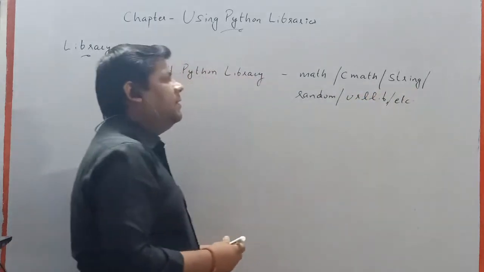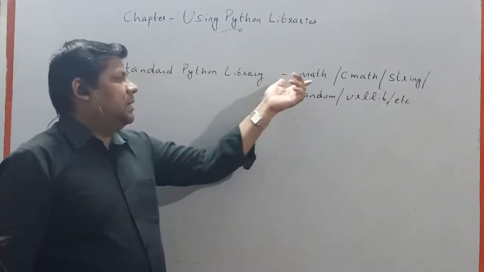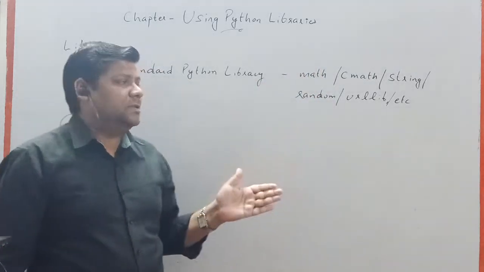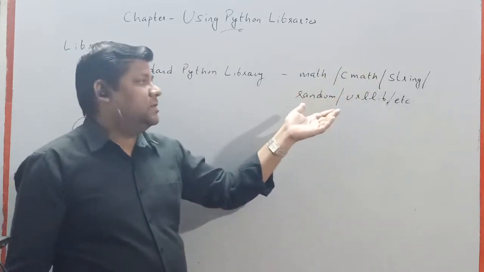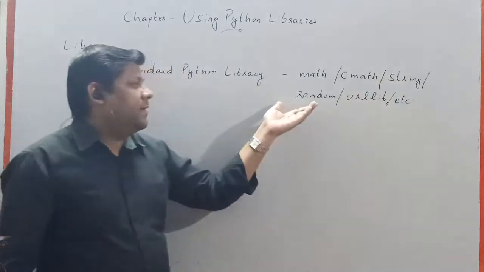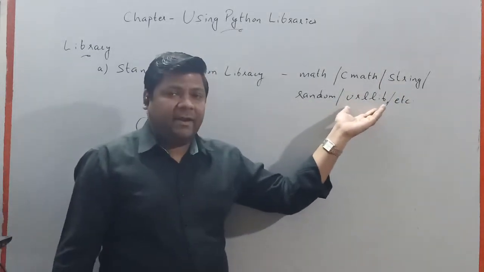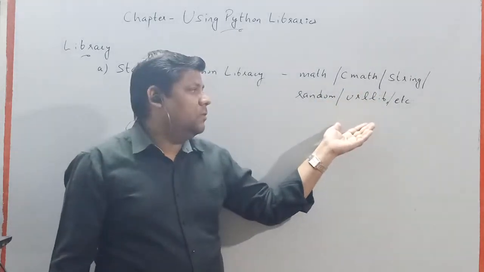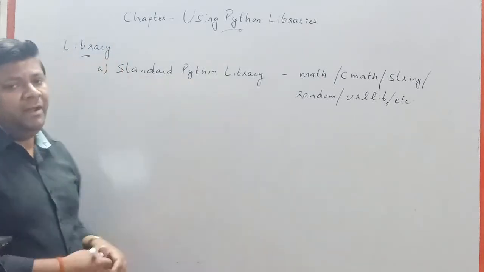There are several standard Python libraries. For example, math consists of several mathematical functions. CMath consists of several complex mathematical functions. String consists of several string functions. Random can be used to generate random numbers. The urllib library is used to handle URL applications. So there are various types of standard Python library.